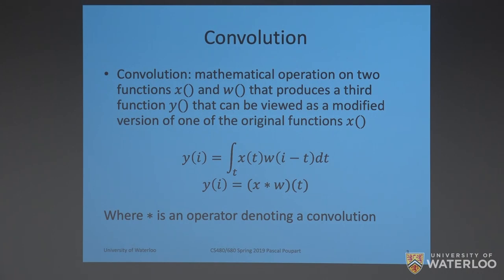The way we do this modification is based on this operation here. The convolution of x by w is essentially the integral of x times w according to this equation. Sometimes when people talk about convolution, they will denote it by the star operator and represent it as x star w of t. This does not mean multiplication per se; the star simply denotes convolution.